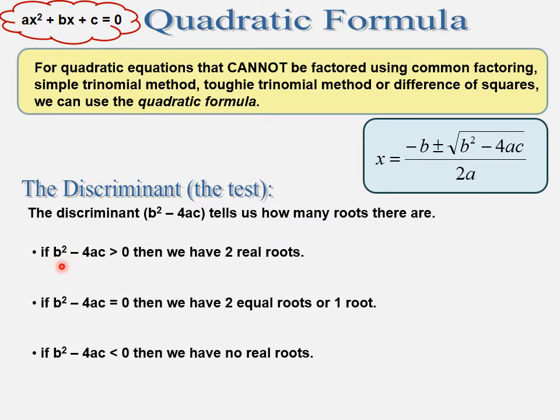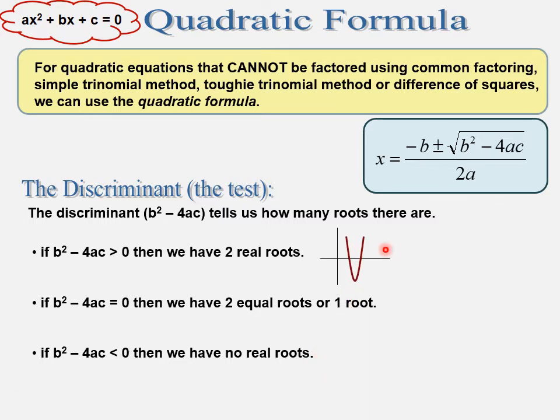So if the result of b squared minus 4ac is greater than 0, that means if you get a positive answer, then we have two real roots or two x-intercepts. If b squared minus 4ac equals exactly 0, then we have two equal roots or one root, and that means we just have one x-intercept or one answer. If b squared minus 4ac is less than 0, which means it gives us a negative answer, then we have no real roots. We have no answer.